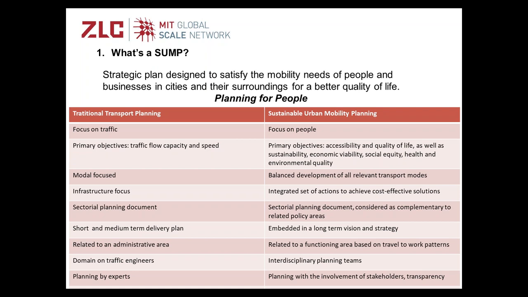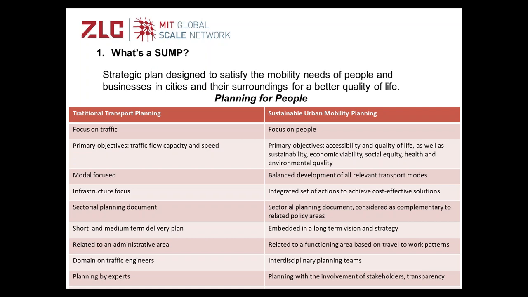So the current transport planning is model focused, so we want to have a balanced development of all relevant transport modes in order to improve those that are less pollutant, for instance, or in order to reduce congestion in roads and shifting to bike, cycling, etc. So we're not focused now on infrastructure. So what we want to aim is to integrate a set of actions to achieve cost-effective solutions. We're not thinking about a short and medium-term delivery plan, so we want to have a long-term vision. So we're going to implement measures that have a durability in time, that are thought for a long-term strategy.